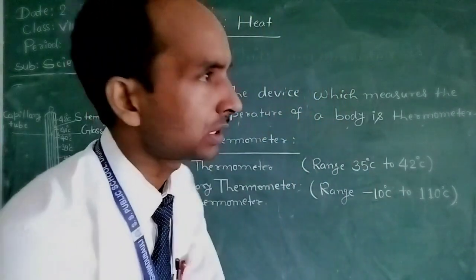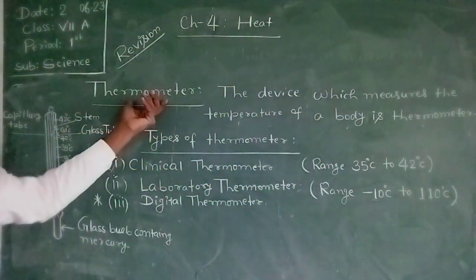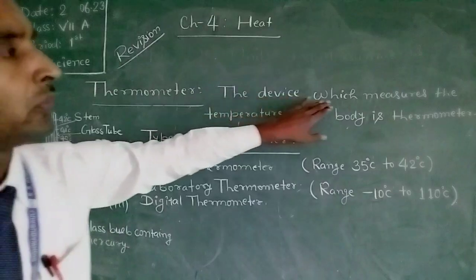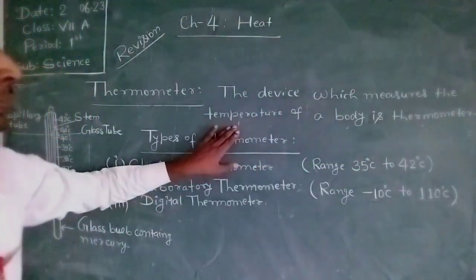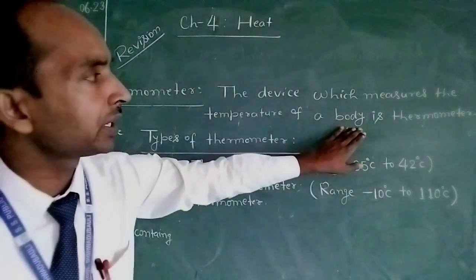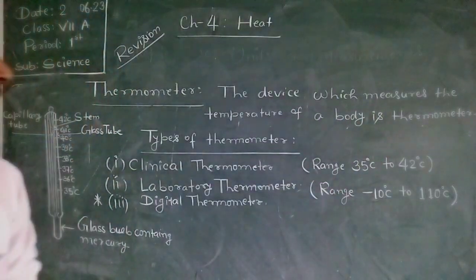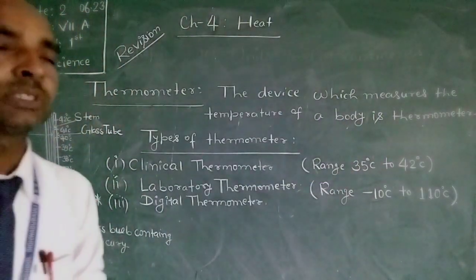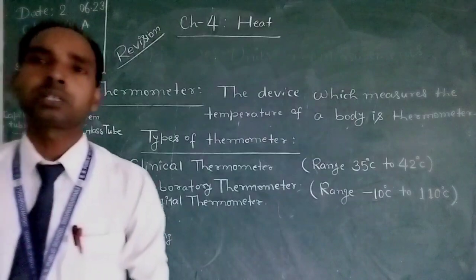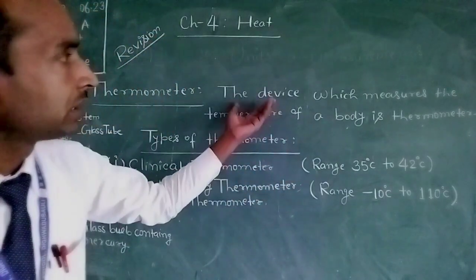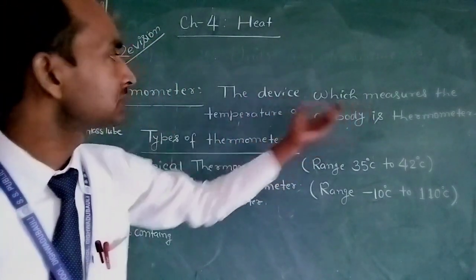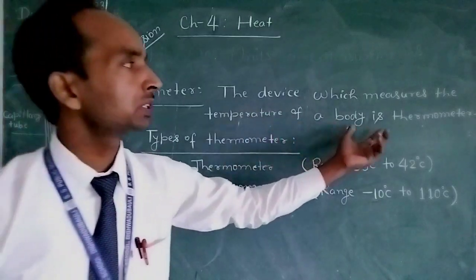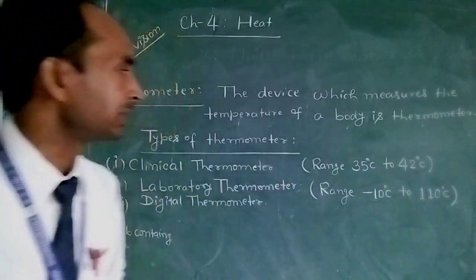So let us start. What is the thermometer? The device which measures the temperature of a body is called a thermometer. Of a body means not only a body, body means any object. The device which measures the temperature of any object or any body is called a thermometer.